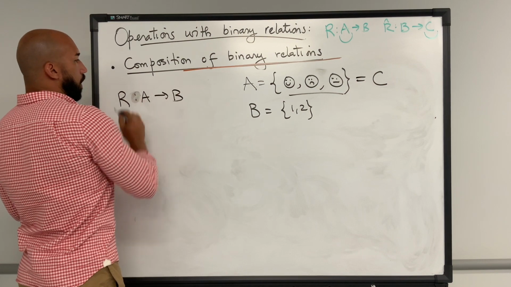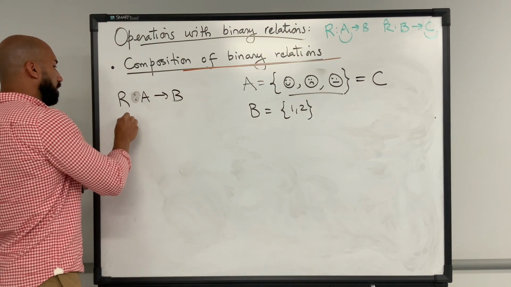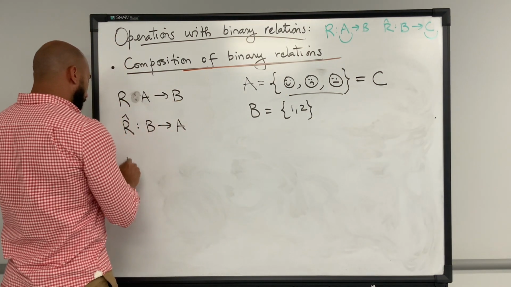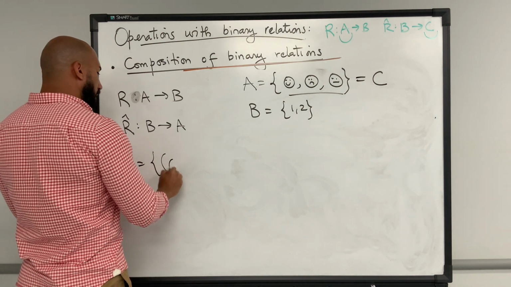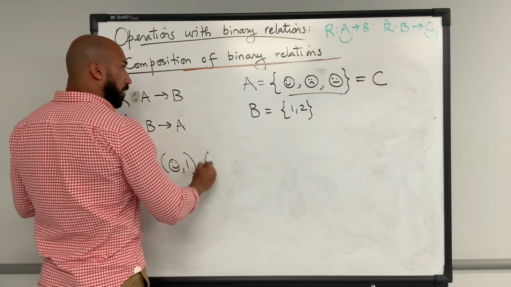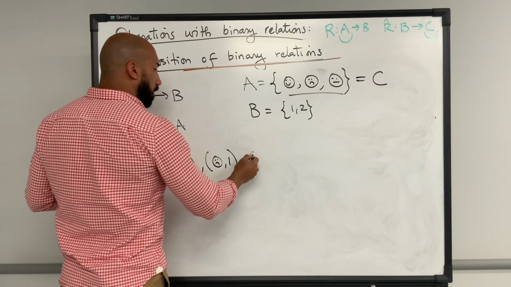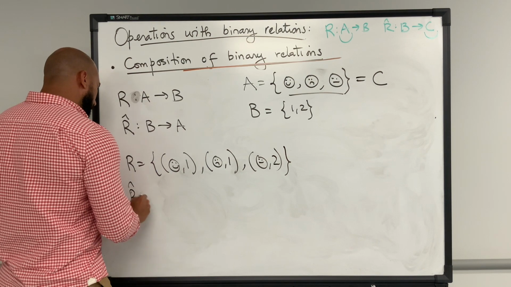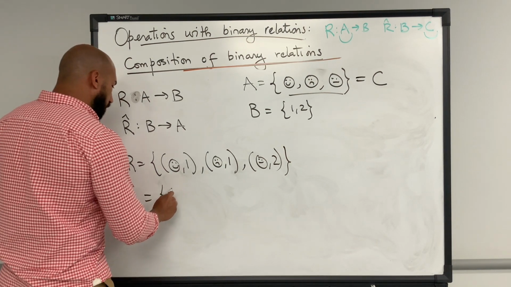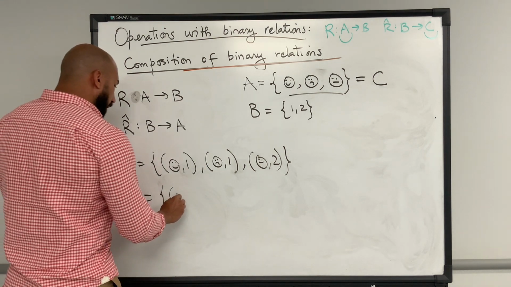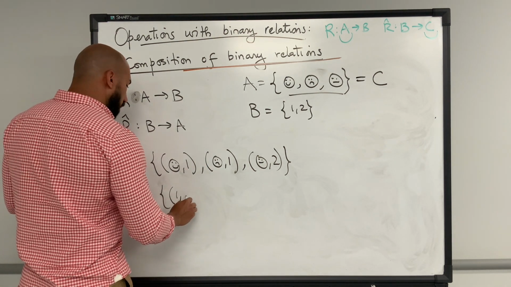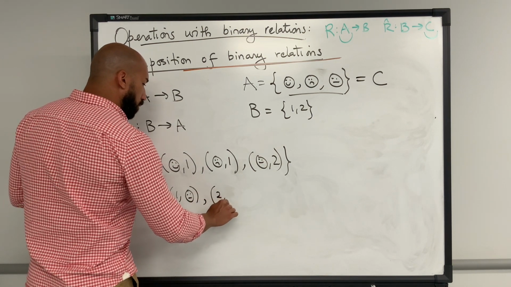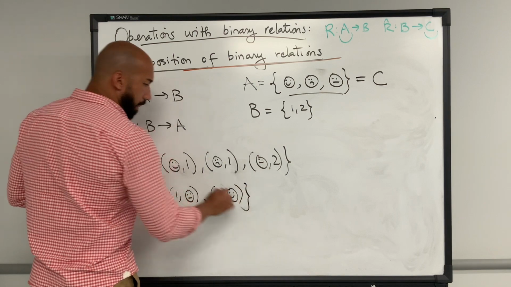From A to B, okay, and R hat from B to A. Say that in R we have the pairs (happy face, 1), (sad face, 1), (indifferent face, 2), and in R hat we have the pairs (1, indifferent face), (2, happy face). All right.